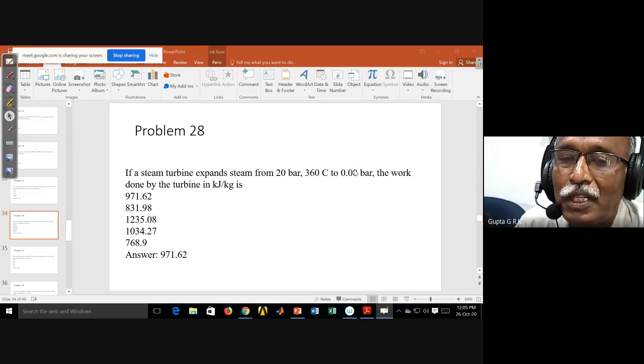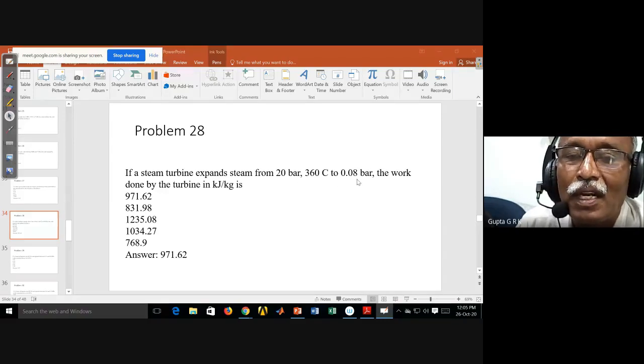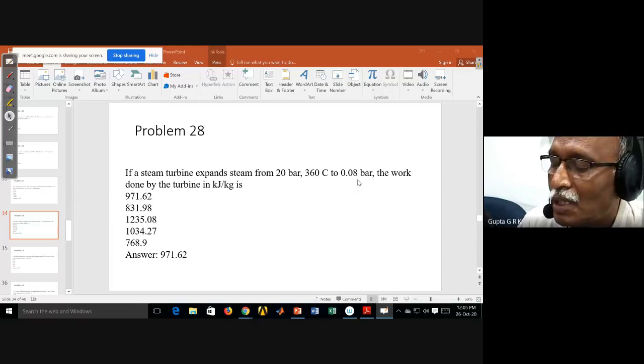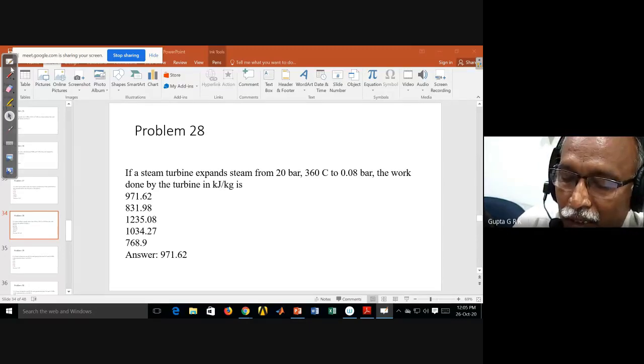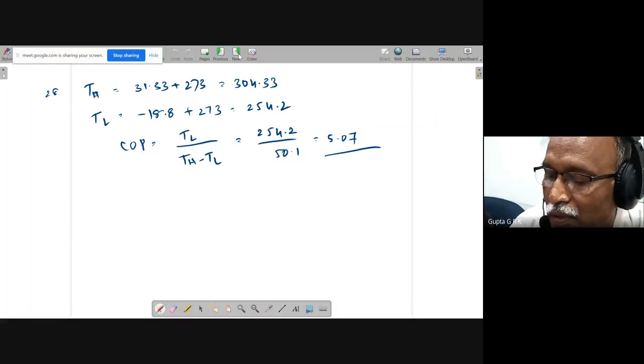So at 0.08 bar, you find out SF, SFG, HF, and HFG. And using SF and SFG, find out what is the dryness fraction. And using HF and HFG, find out what is the enthalpy. And get the difference of enthalpy, H1 minus H2. So like this. Sorry, this is the next one.